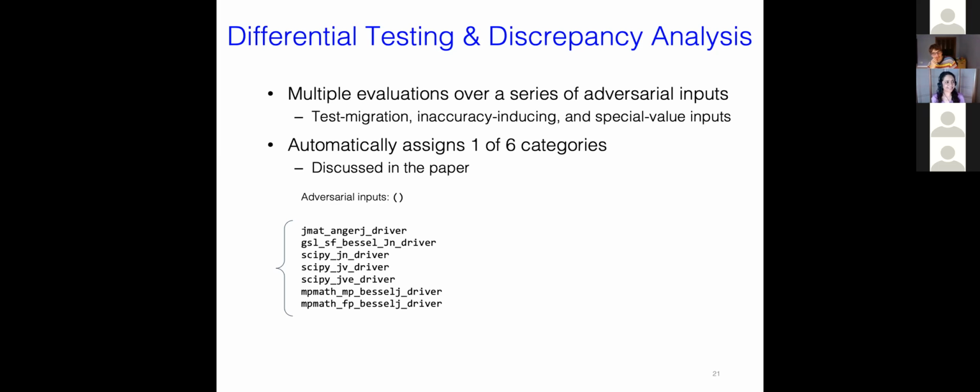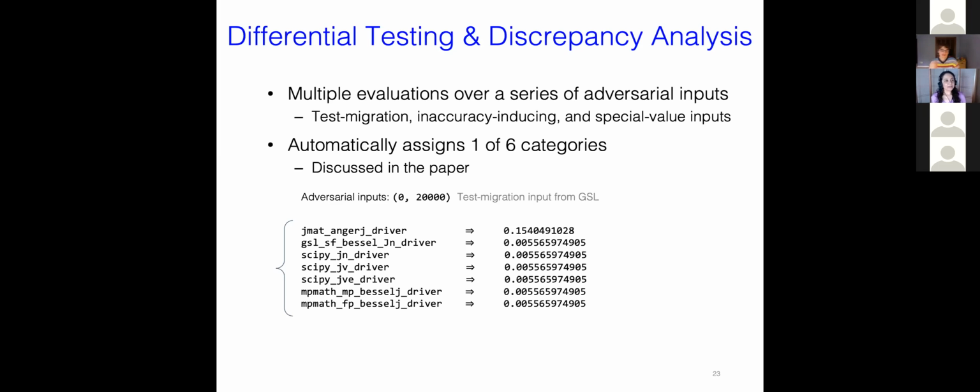Just to give you an example, here we have an adversarial input that was a test migration input that we use from GSL. And here are the results. This is basically the bug that I showed you in the earlier example. This test migration input revealed the bug in JMath, and this is due to an inaccuracy. So this is a category 3 discrepancy that we assign based on our categories.